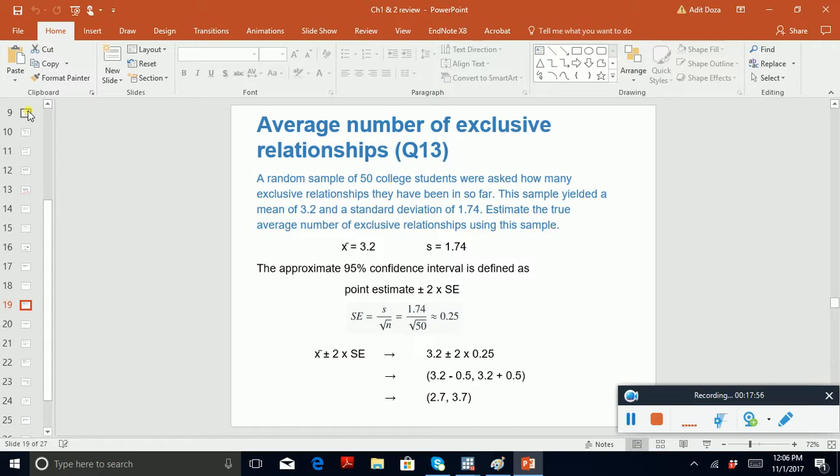It should be in your formula sheet. I told you guys bring your formula sheet, write the formulas down. You will not make mistakes.